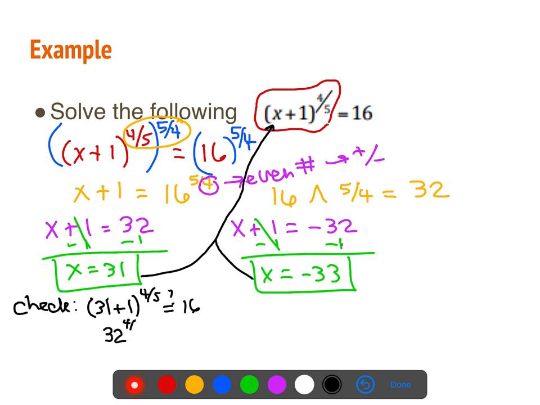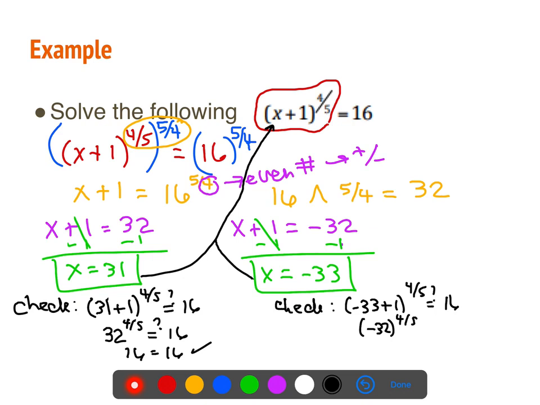So on my check, I do 31 plus 1 to the 4/5, and does that equal 16? That's 32 to the 4/5. Does that equal 16? Well, the 5th root of 32 is 2. 2 to the 4th is 16. So this answer is yes. 16 does equal 16. So yes. Now check the other one.